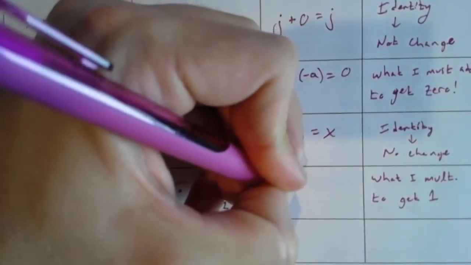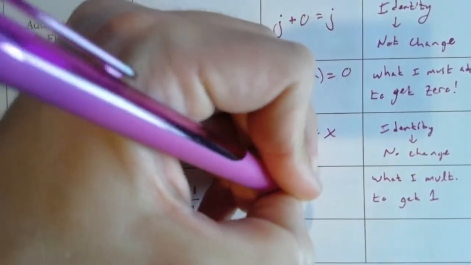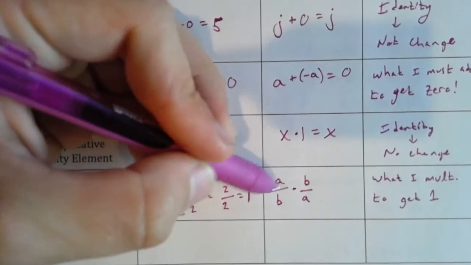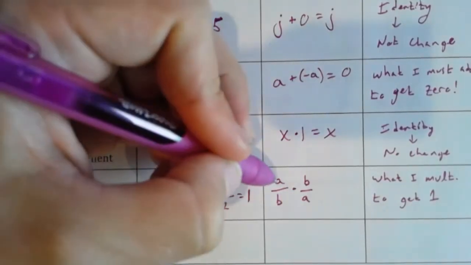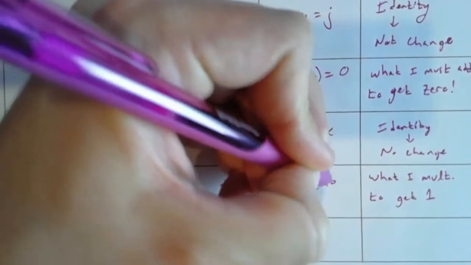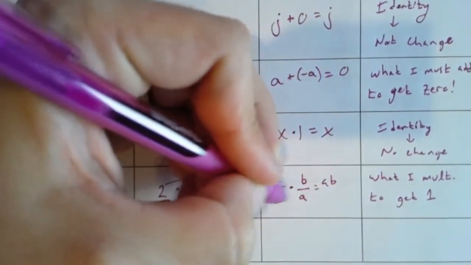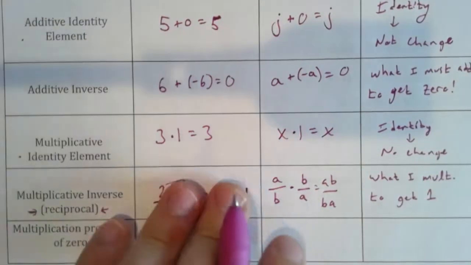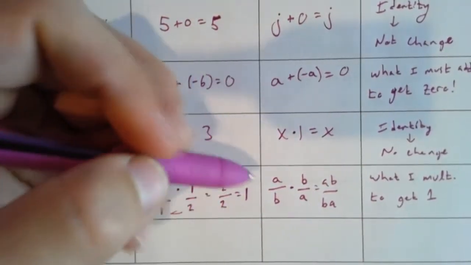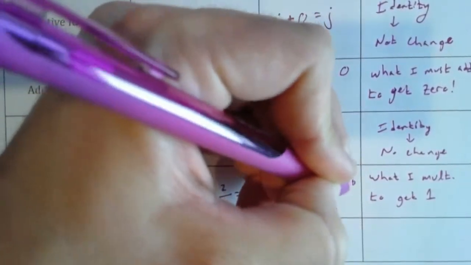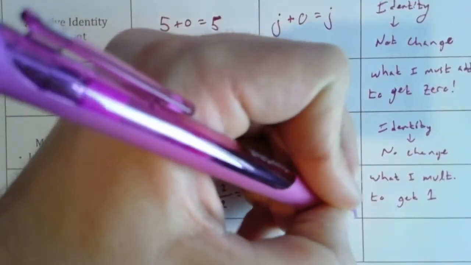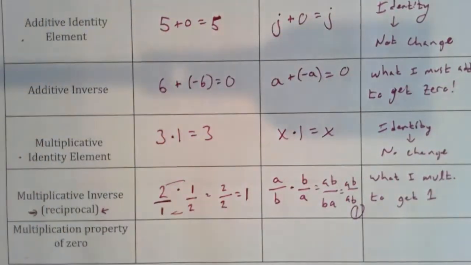This example is actually pretty cool when you talk about just the variables, because even though I'm only using letters, I know that this is actually going to become 1. A times b gets me ab. On the bottom here, b times a gets me ba. But I know because of the commutative property that we saw above, this is actually the same thing as ab over ab. And anything over itself is equal to 1.